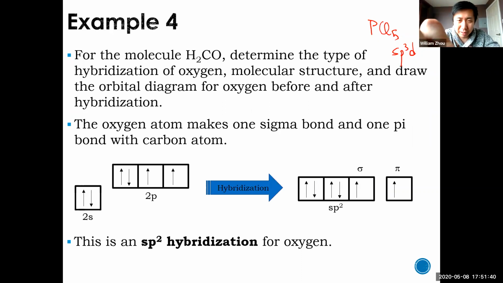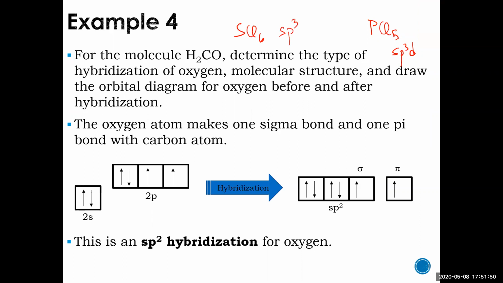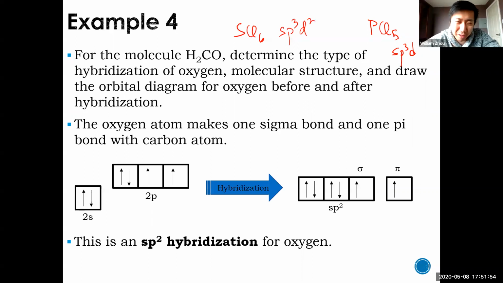Similarly, if you have, let's say, SCl6, you have 6 things attached to the sulfur. That would be sp3 what? D2. Okay, you just need to add them up so that you have enough orbitals to contain everything. That is the easiest way of remembering. Just ask yourself the question, how many things are sticking out of that atom? And that should tell you what kind of hybridization that atom needs. So that never fails.